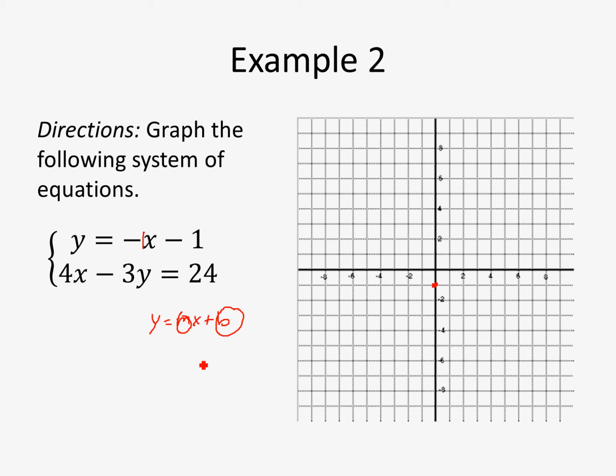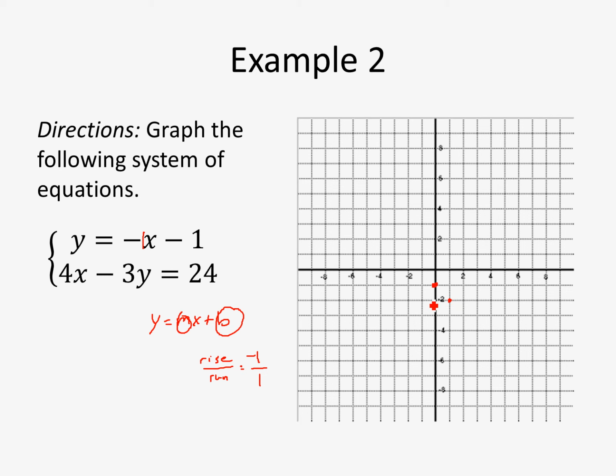So that means that our slope, remember, is our rise over our run. So we're rising negative 1 when we run 1. So that means from here I'm going to rise negative 1, which means I'm going to fall 1, and then I'm going to run 1. Okay? So if I run a positive value, remember, I'm going to go to the right. If I run a negative value, then I'm going to go to the left.